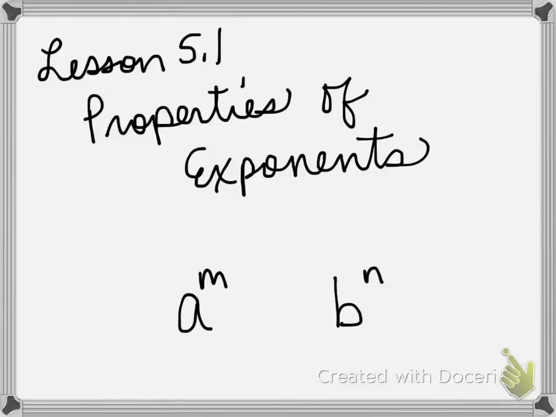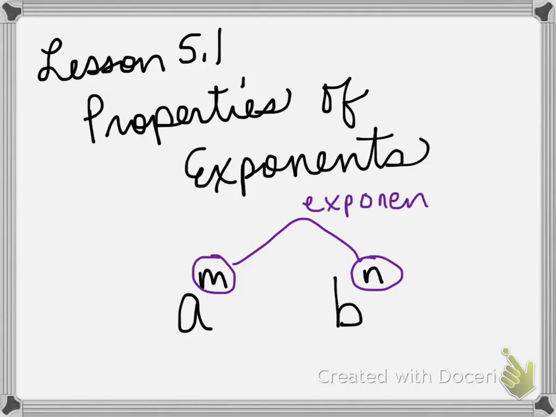This is lesson 5.1, Properties of Exponents. When we talk about exponents, we're talking about the little number that's above the base number. So this is called the exponent, and sometimes it's called a power. So I could call it a power, or I could call it an exponent.